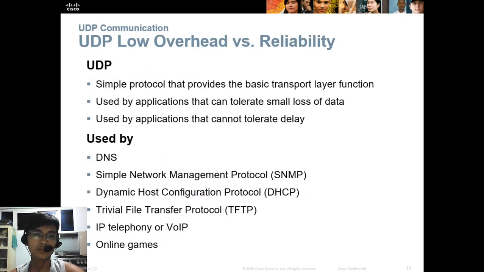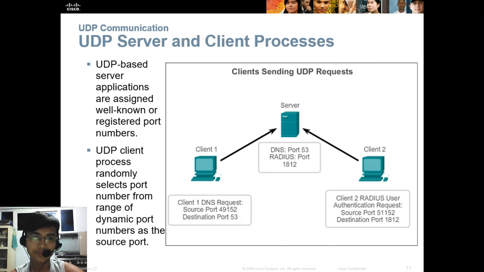UDP is a simple protocol that provides a basic transport layer function. It is used by applications that can tolerate a small loss of data and cannot tolerate delay. It is used by DNS, Simple Network Management Protocol (SNMP), Dynamic Host Configuration Protocol (DHCP), Trivial File Transfer Protocol (TFTP), IP telephony or VoIP, and modern games.